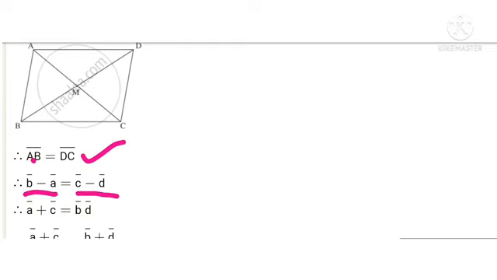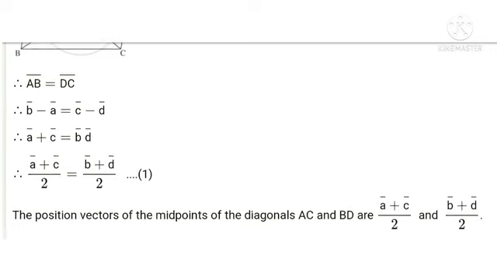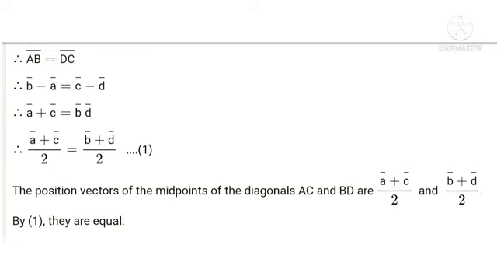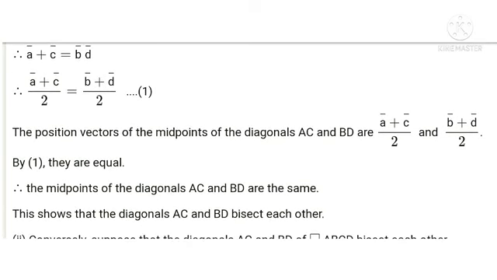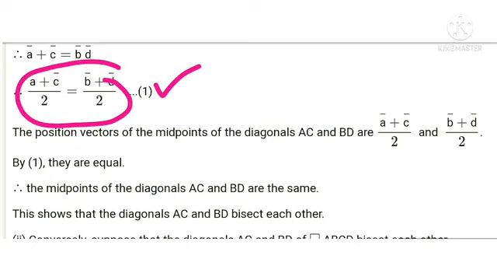C bar as it is, take B bar on the RHS, we get A bar plus C bar is equal to, here B bar plus sign is there, B bar plus D bar. So we write here A bar plus C bar is equal to B bar plus D bar. You divide by 2, we get A bar plus C bar upon 2 is equal to B bar plus D bar upon 2. This means that the position vector of the midpoint of the diagonal is A bar plus C bar upon 2, which means, this is the midpoint formula, the midpoint of diagonal AC, and this is of BD.